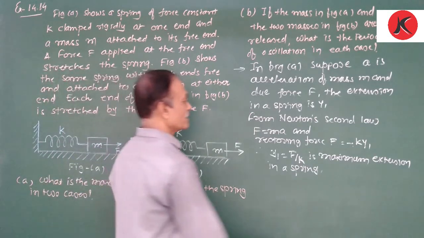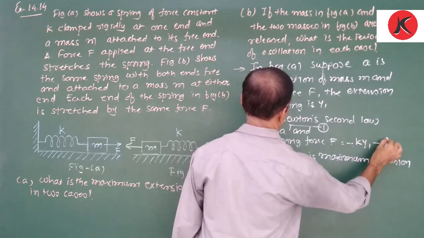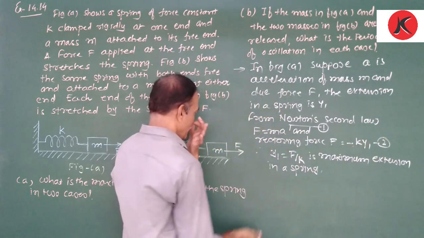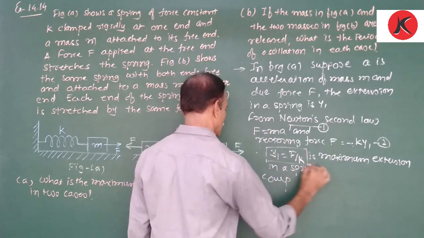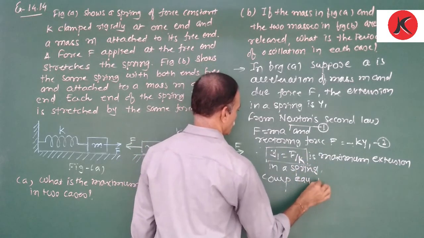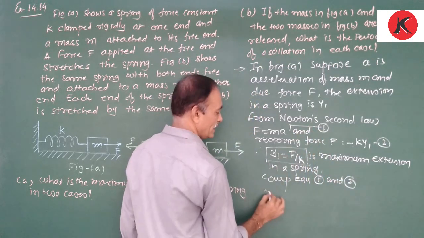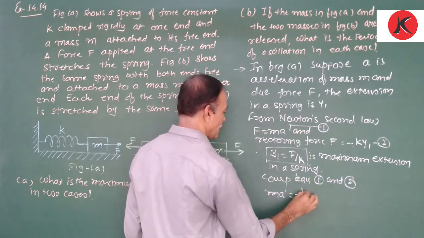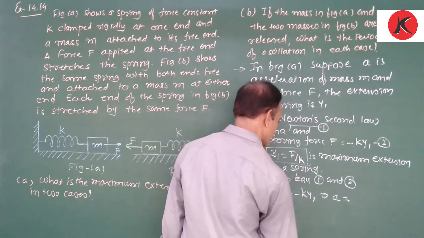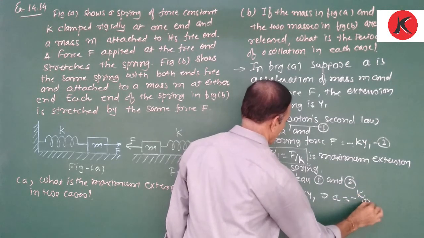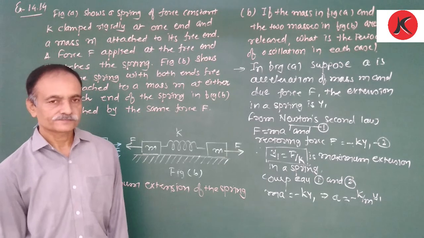Okay. That is equation 1 and that is equation 2. Comparing equation 1 and 2, we obtain ma is equal to minus ky1. Therefore, acceleration a is equal to minus k upon m y1. That is the acceleration equation 3.